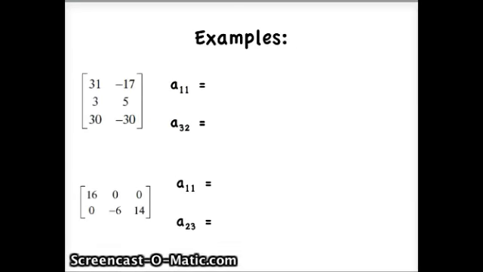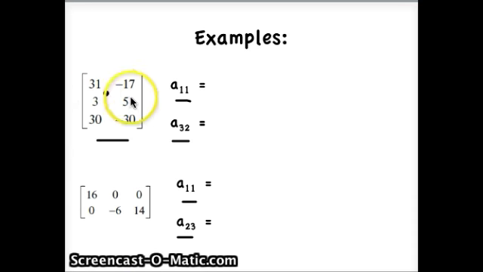Okay, take a moment to pause the video now and write down the following matrices in your notes. Be sure to indicate the A11 and the A32 for this matrix, which has 3 rows by 2 columns, so it's a 3 by 2. And then write down the A11 and the A23 for this matrix, which has 2 rows by 3 columns, so it's a 2 by 3. So go ahead and pause now.